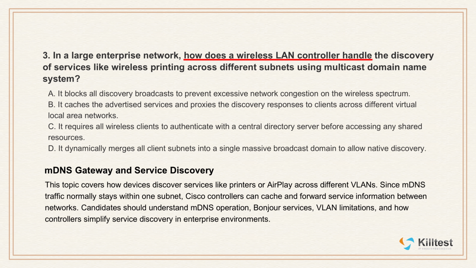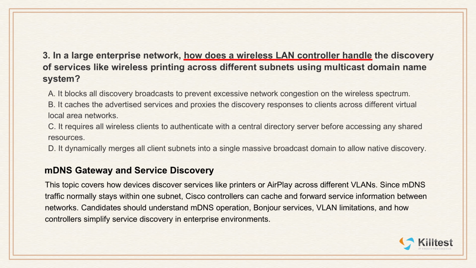Option A, it blocks all discovery broadcasts to prevent congestion. Option B, it acts as an mDNS gateway, caching service advertisements and smartly proxying them across VLAN boundaries. Option C, it requires all clients to authenticate with a central directory. Or option D, it dynamically merges all subnets into a single broadcast domain.